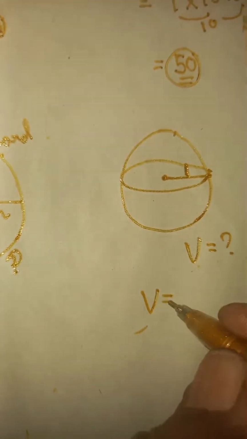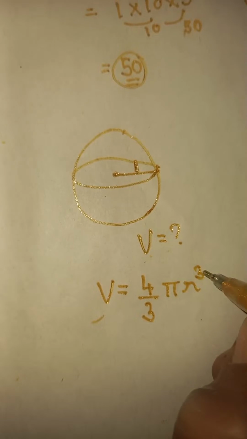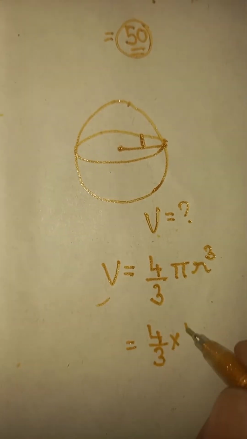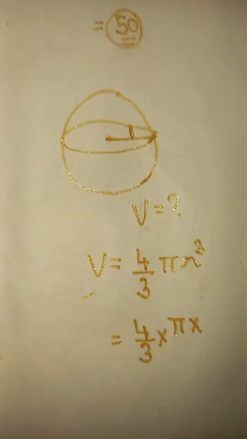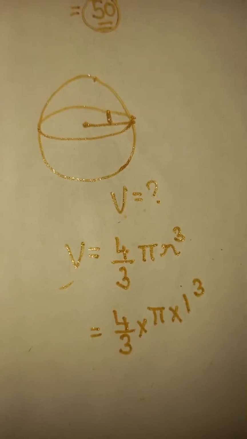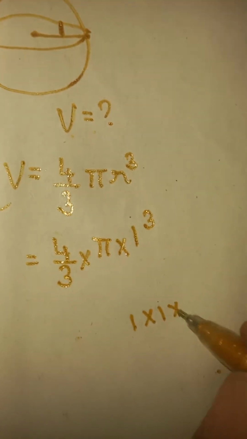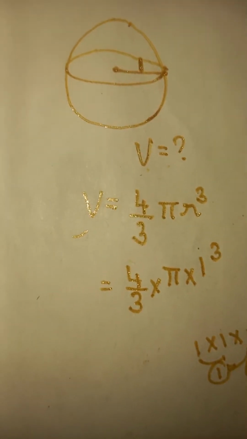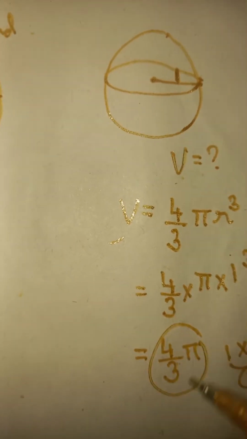You can find the volume of a sphere as 4 by 3 pi r cube, where r is the radius. You can do it as 4 by 3 times pi times, here the radius is 1 unit, so you write it as 1 cube. Now 1 cube means 1 times 1 times 1. 1 times 1 is 1. Again 1 times 1 is 1. So this remains as 4 by 3 pi cubic units.